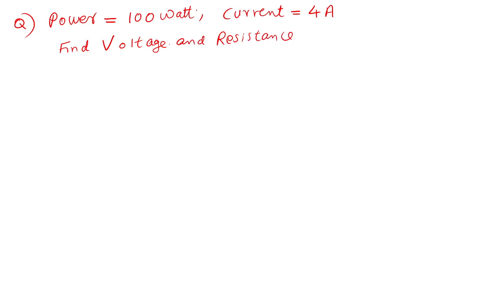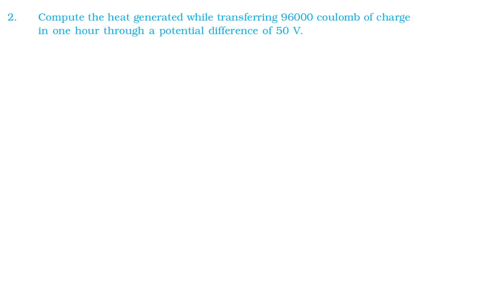You please try it. Look at this problem taken from the textbook. Exercise. Compute the heat generated while transferring 96000 coulombs of charge in 1 hour through a potential difference of 50 volt.